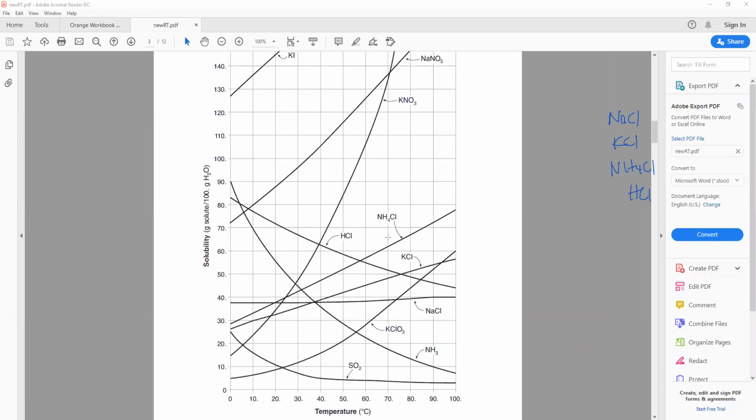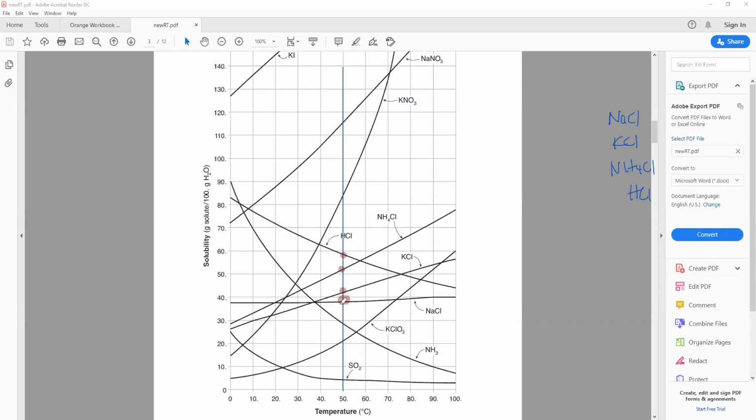We're going to go at what temperature did they say? They said at 50 degrees Celsius. So we're going to go here. Okay. And we are going to see that NaCl is right here. KCl is right over here. NH4Cl is right over here. And HCl is this one.